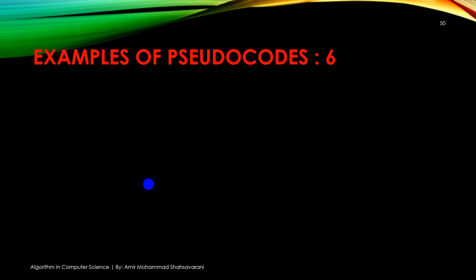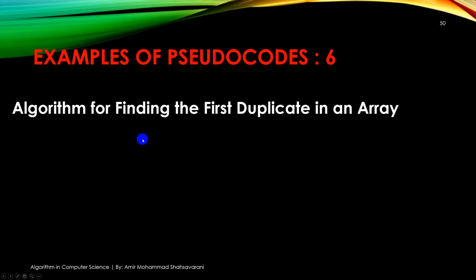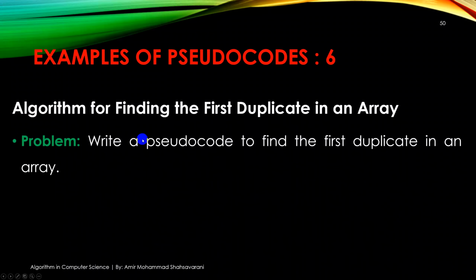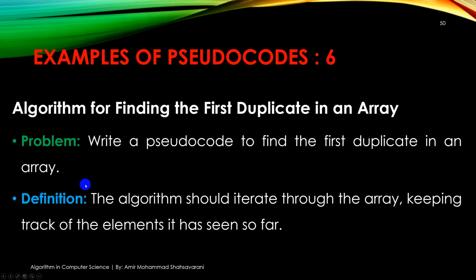Our next example: an algorithm for finding the first duplicate in an array. First, what is being duplicated in our array. Write a pseudocode to find the first duplicate in an array. The algorithm should iterate through the array, keeping track of the elements it has seen so far, and see if any has been duplicated.